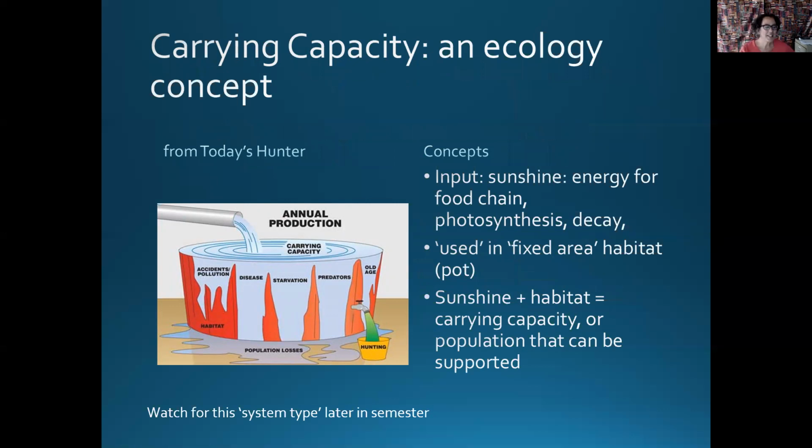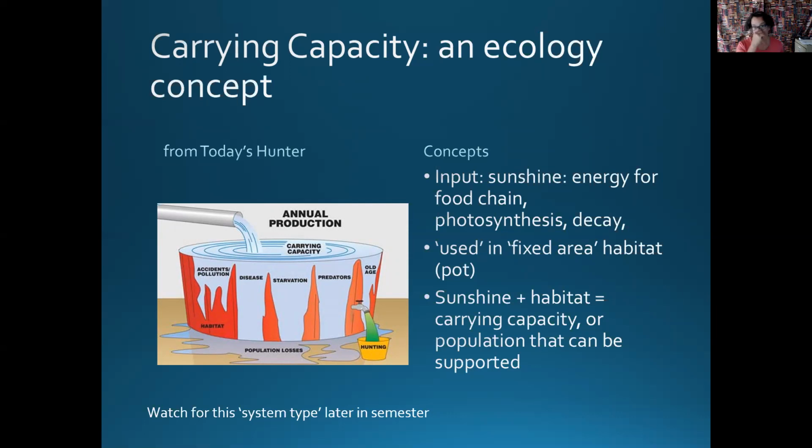This is a concept, a picture from today's Hunter, which gives you a sense of what that's from. If you think about deer, you have this sort of environment. The forest is the bucket. And then you have certain leaks in the bucket. For example, you might have accidents or pollution or disease or starvation as leaks in the bucket from the perspective of how many deer you can hunt every year. Predators are a leak in this bucket.